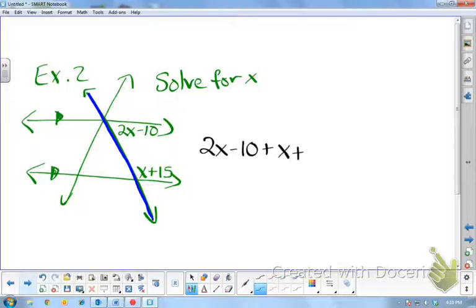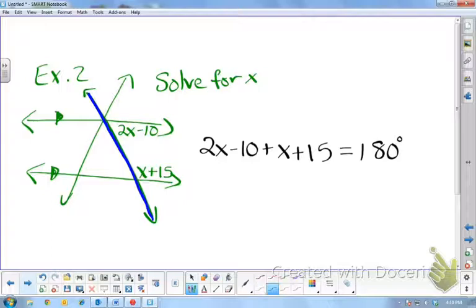So we set up our equation. We say the first angle, 2x minus 10, plus our second angle, x plus 15, equals 180. We've been practicing a lot of these equation setups and solving, and most of the time what we have to do first is combine like terms.